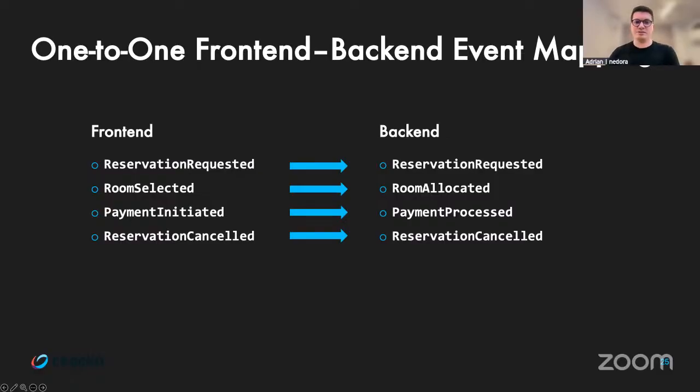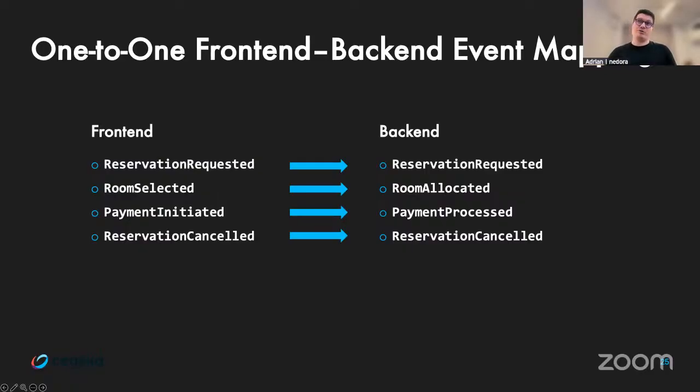So, for example, a front-end reservation requested is mapped to a backend reservation requested. Then a user room selected might map to a backend room allocated. Payment initiated on the client can map to a payment processed on the server. Not really going to happen, but just for the sake of the example. And this makes it easier to reason about behavior across the stack.